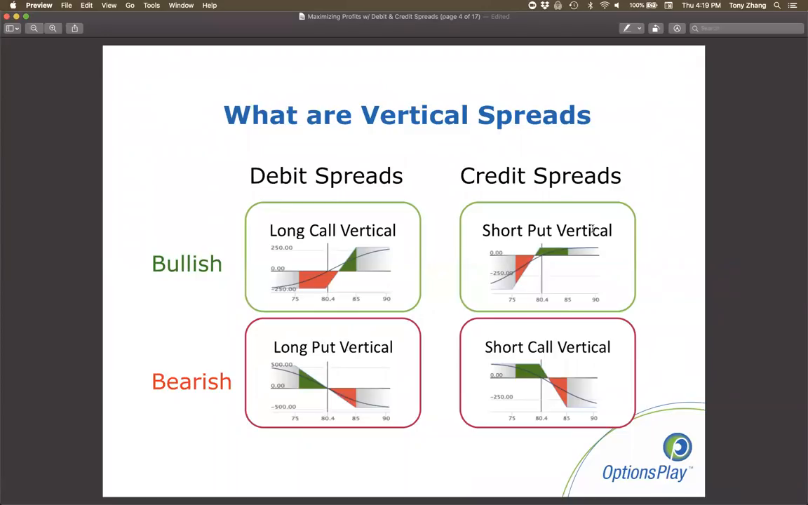When we're talking about credit spreads, it's basically the exact opposite. What you're going to do is be shorting a put vertical as the bullish trade, and you're going to be shorting a call vertical as the bearish trade.